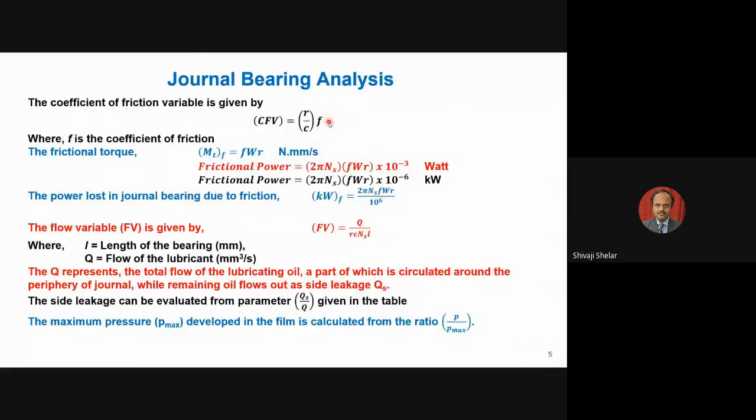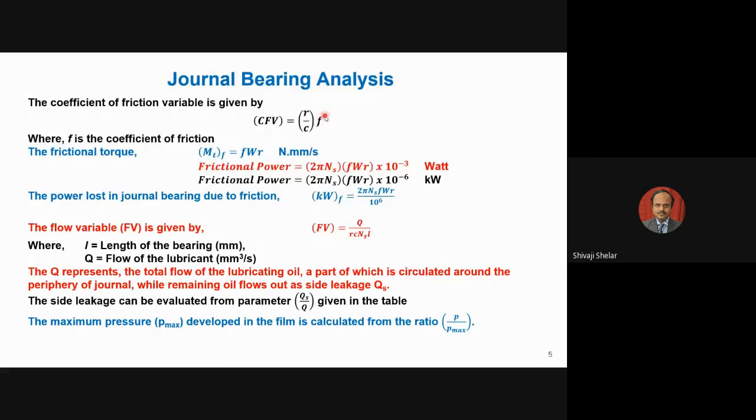So this coefficient of friction depends upon R and C here. If I multiply the R by C ratio to the coefficient of friction value, I will get a CFE value that is called coefficient of friction variable. And there are table values available for standard Sommerfeld number. For standard Sommerfeld number, CFE tables are available, and from that CFE table, you can determine the friction value. So not to use the Petrov equation, if you know the CFE value, you can determine the coefficient of friction value. Okay, so you can determine coefficient of friction from this.